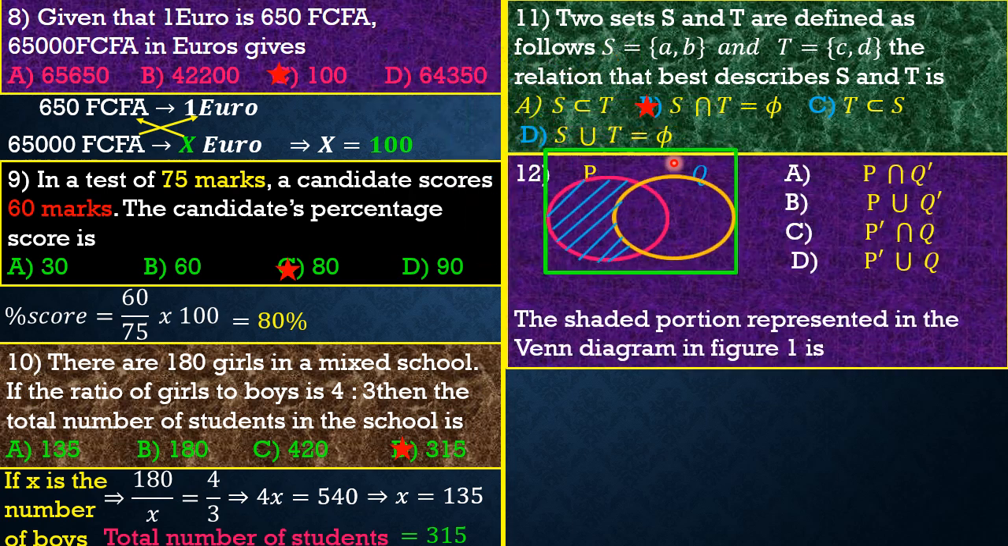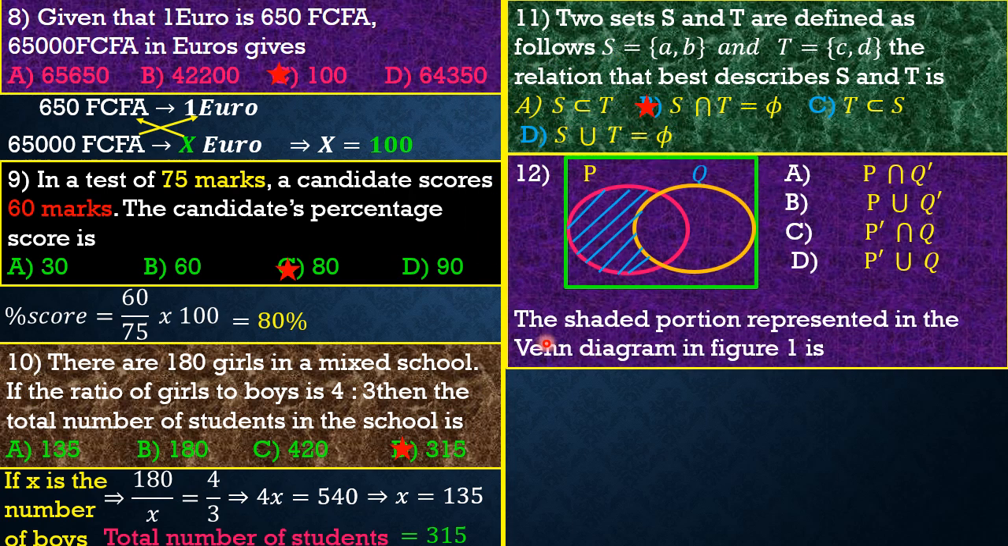Question 12, guys, reads: the shaded portion represented in the Venn diagram in figure 1 is, okay, these are the options. So friends, we need to be very keen with this question. Let's be very careful with this particular question, guys. Now, if you look at what has been shaded, do you see that the set P has been shaded? So P is included, right?